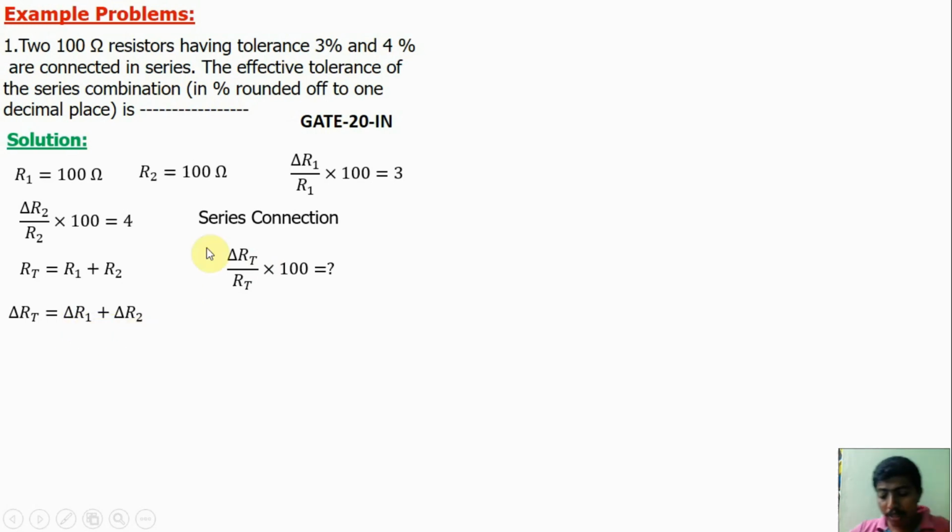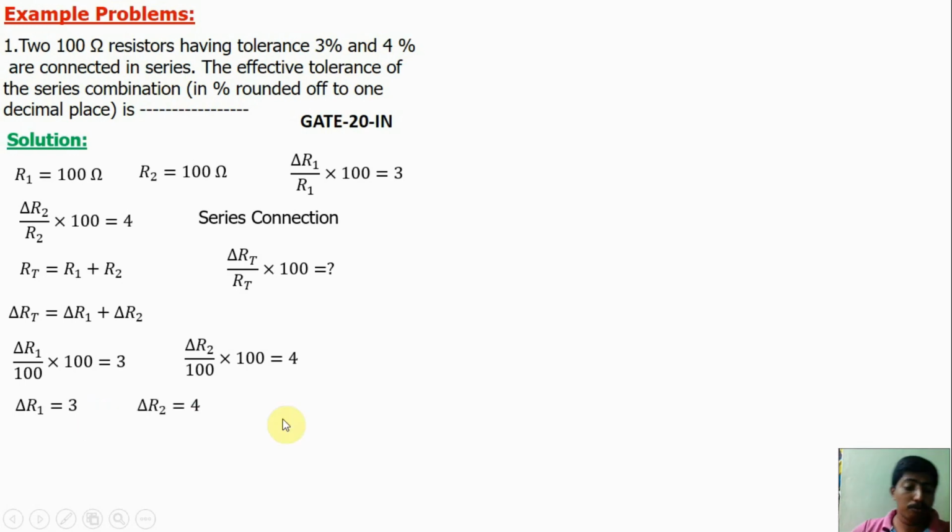We know the R1 value. Substitute here: ∂R1/100 into 100 is equal to 3. Similarly for ∂R2/100 into 100 is equal to 4, because the R1 and R2 values are 100. Simplifying this equation, we will get ∂R1 equal to 3 and ∂R2 equal to 4. Substitute here, we will get ∂Rt is equal to 3 plus 4, 7. Okay, ∂Rt's value is known.